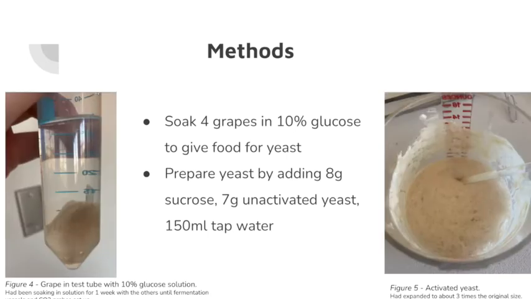After the grapes had the SDS and ethanol flushed out, I took my grapes and soaked them in a 10% sucrose solution for about 3 days. Then I made a yeast solution with 150 milliliters of tap water, 8 grams of sucrose, and 5.5 grams of unactivated yeast.